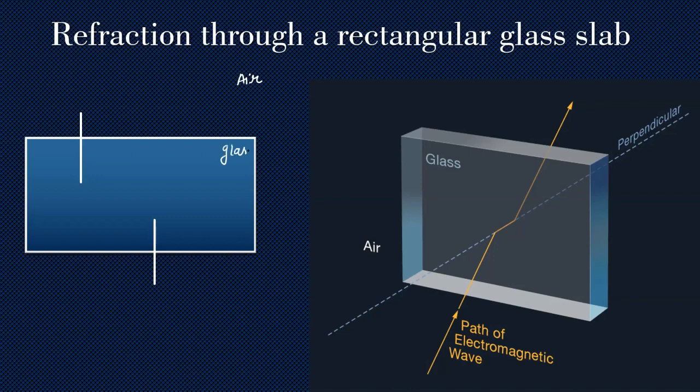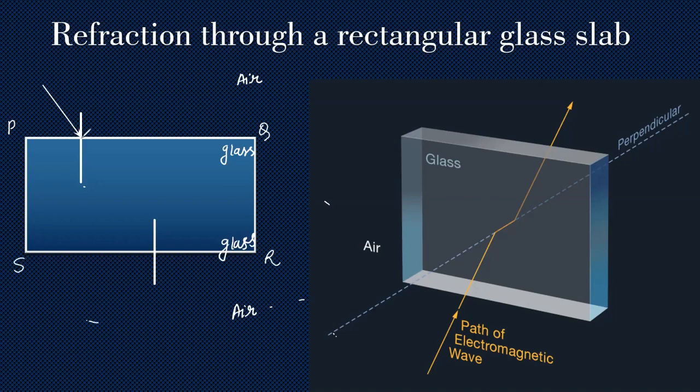This is your glass medium, glass, and again air medium, right? So now let's consider a ray of light which is passing from this. This is your incident ray. Now this is the interface. I'll name this glass slab PQRS. The glass slab is PQRS.